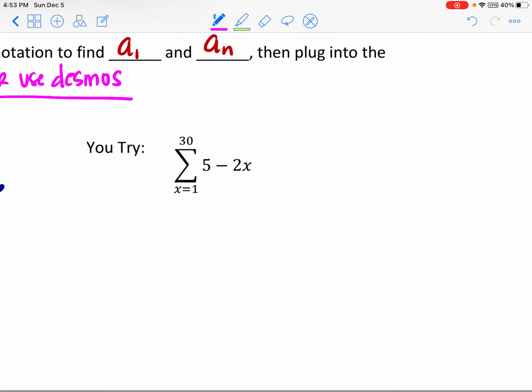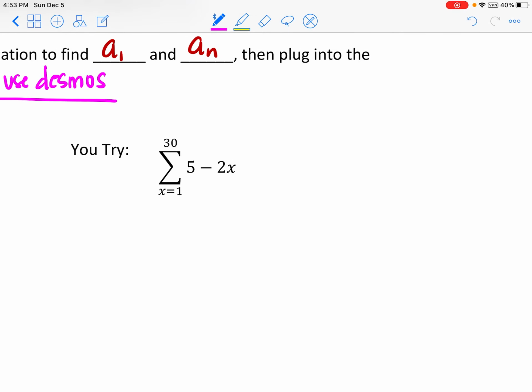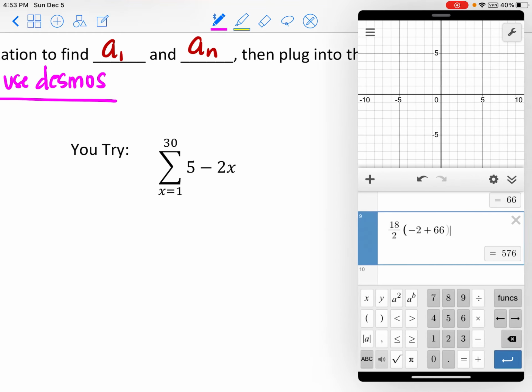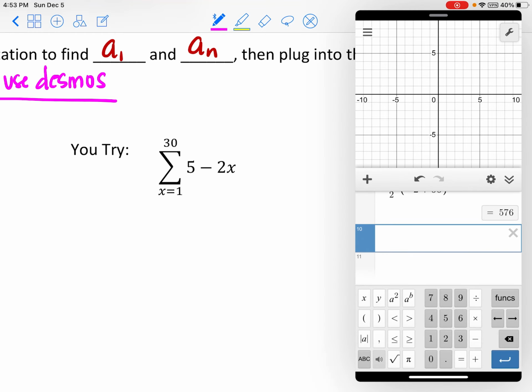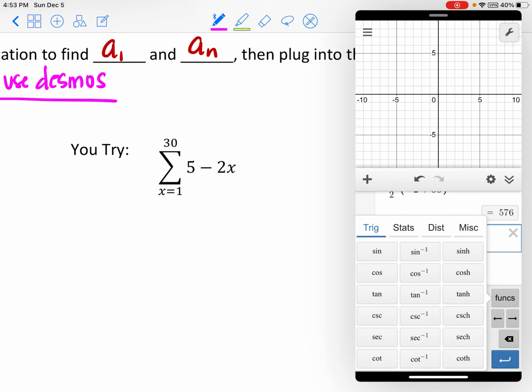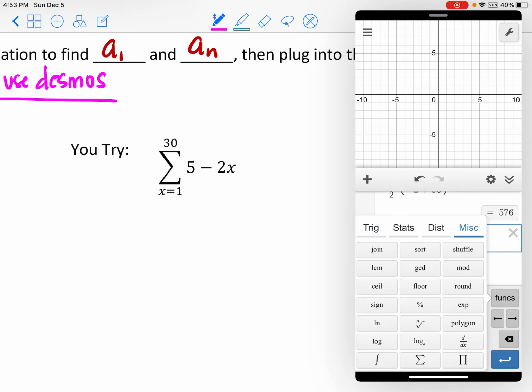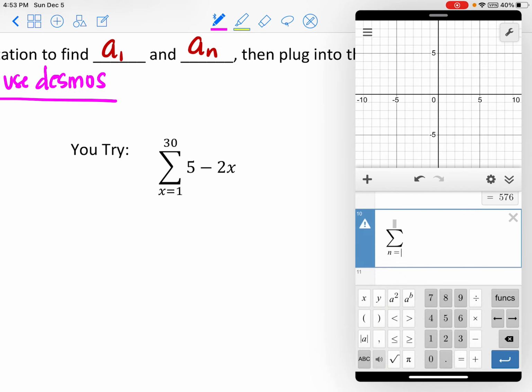So this one, that's a you try. If you want to try to find this in Desmos, you are welcome to pause the video and give it a shot, but let me show you. So if you go into functions, and then I think it's in miscellaneous, there's the sigma down at the bottom of the middle column there. So I'm going to press the sigma, and it's got n in here as a variable. It doesn't really matter as long as you use the same variable throughout. So if you want to change that to an x, you can, but I'm going to leave it as n.